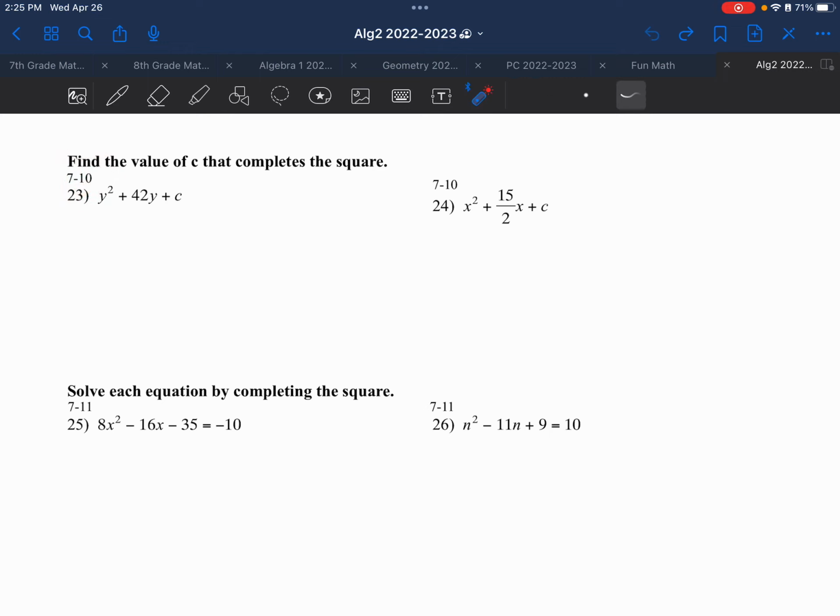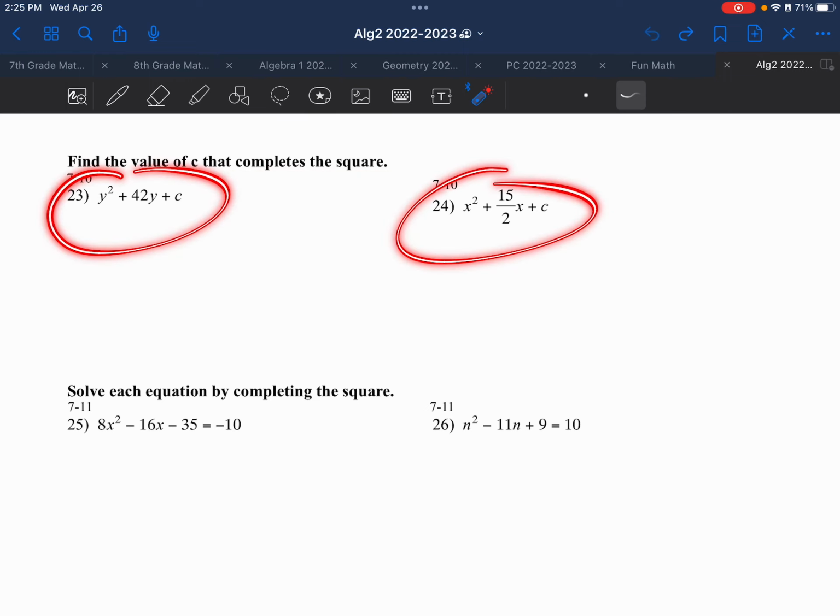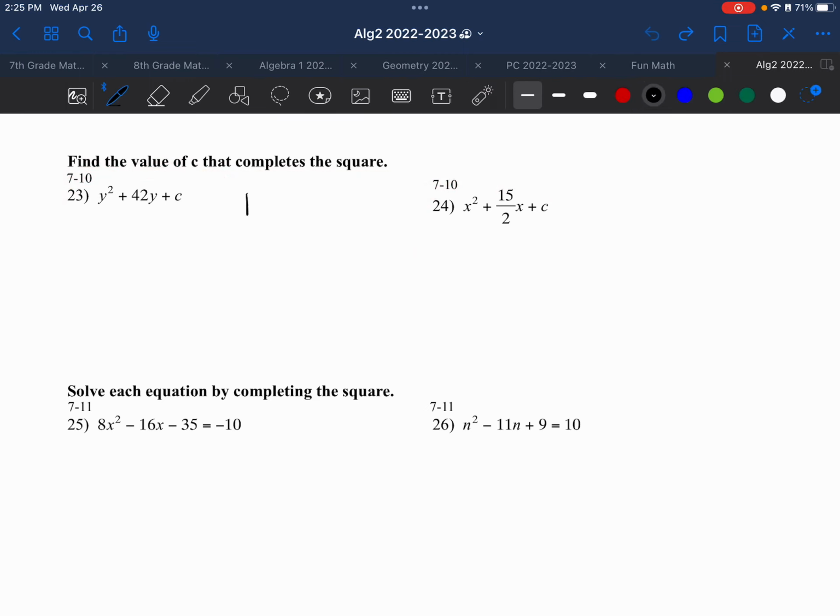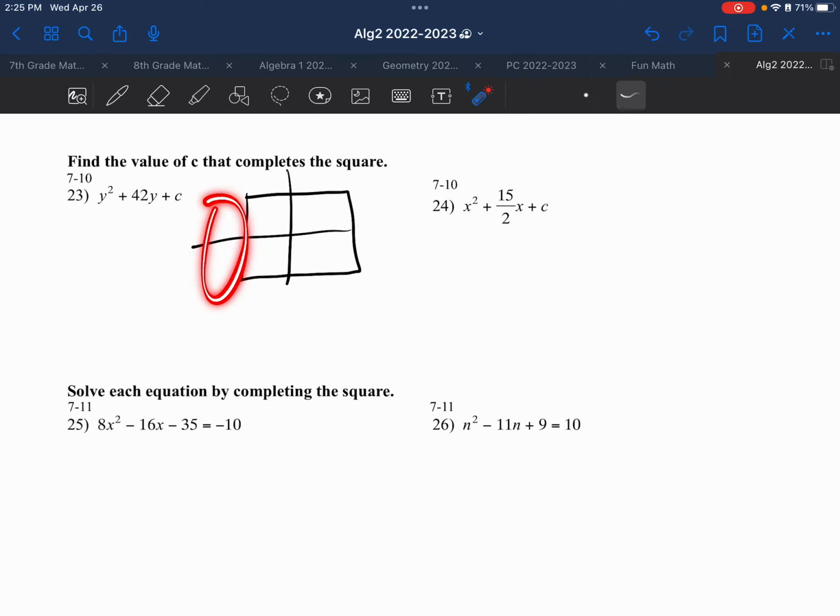All right, jumping into number 23, just as a way to remind you, 7-10 is where this lesson came from. In order to complete the square, I'll explain it a little bit more in depth in 23 and then go fast in 24. We're completing the square, which means I have a square, meaning that both this side and this side are the same length. So over here we know that the area is going to be y squared, so we can label y squared. Y times y gives us y squared.